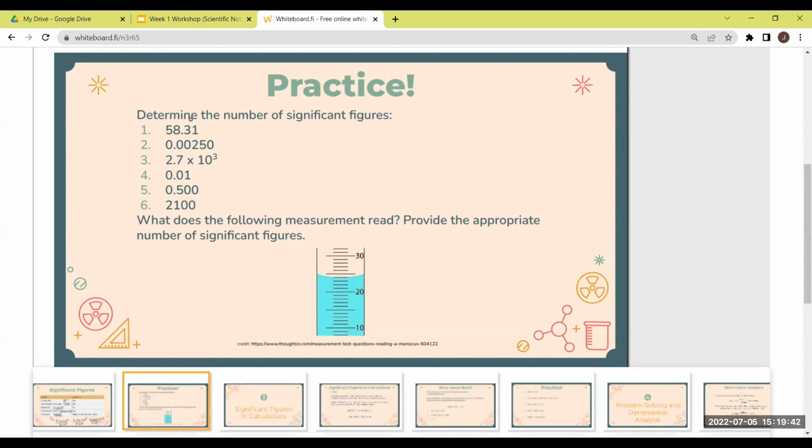For this first one, 58.31, there are 4 significant figures, and that is because there are 4 non-zero digits in the number. So it's going to be 4 SF.